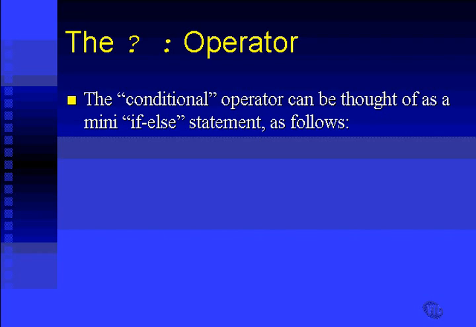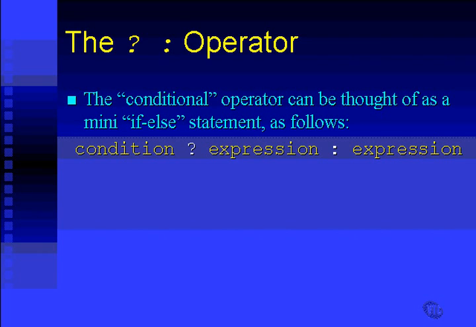First of all, you think of it as a little mini if-else statement, which kind of looks like this. You put some kind of condition, the same kind of condition as you would put inside the brackets of an if statement, only you don't need the brackets. Then you put the question mark, then you put one expression, then you put the other expression. Two expressions. Now, you can think of them as the true part and the false part.